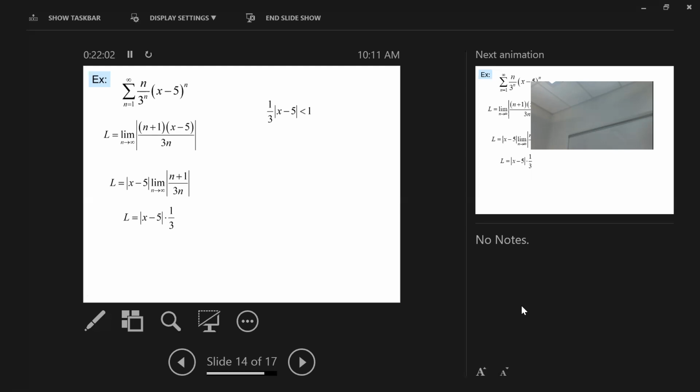Work this out. It's the limit as n goes to infinity. That'd be infinity over infinity, which is indeterminate. So you can apply L'Hopital. The derivative with respect to n would be 1 plus 0. With respect to n would be a 3. You're there. This whole thing has got to be, the absolute value is going to be less than 1. Multiply both sides by 3. Add 5 across the inequality, and you get 2 to 8.